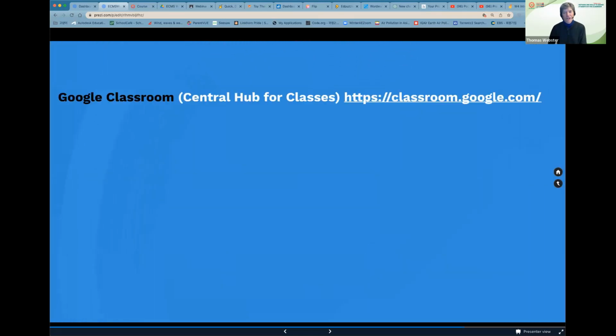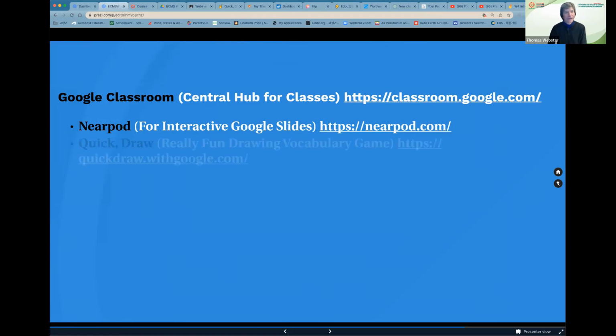Okay, so the first one, of course, is Google Classroom, which you can use as a central hub. Again, this is where you can put all these other activities, and it's like the springboard from this home base, right? And Nearpod, you've probably heard of. I've seen other teachers, other webinar presenters talk about Nearpod because a lot of people really like it. I'm going to show you how it works through interactive Google Slides on Google Classroom. Quick Draw is a fun one that I'll show you that's really addictive.